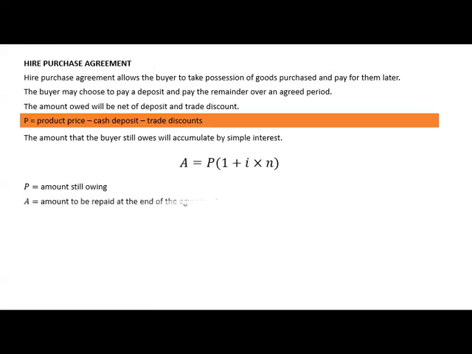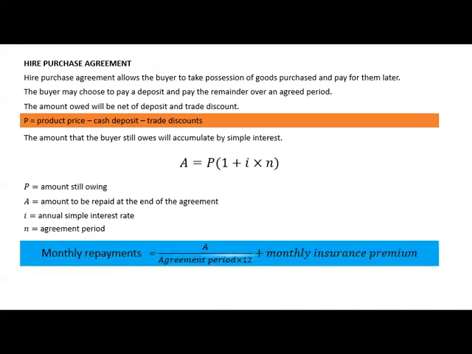A will be the amount to be repaid at the end of the agreement. I is the annual interest rate, and n is the agreement period. Now, your monthly repayment will be the accumulated amount divided by the agreement period times 12, because the agreement period will normally be given to you in years. So you will multiply that by 12 to get the period in months. And then you add the monthly insurance premium.